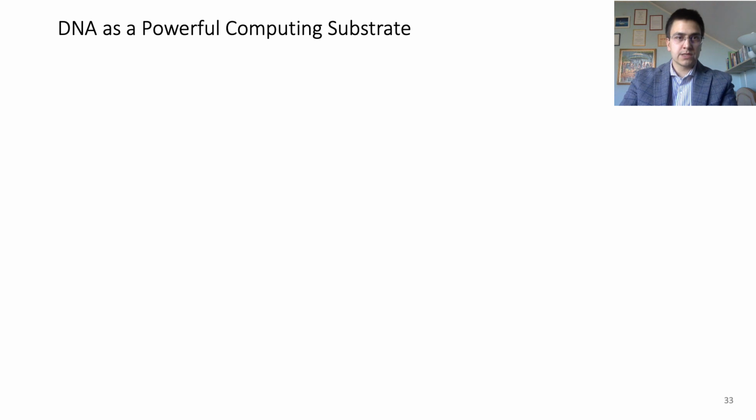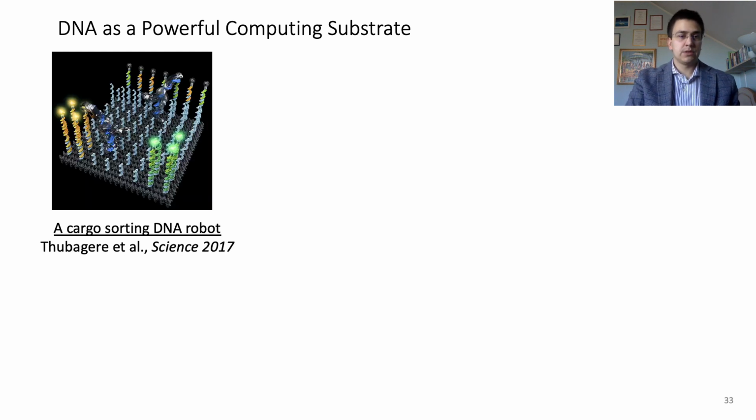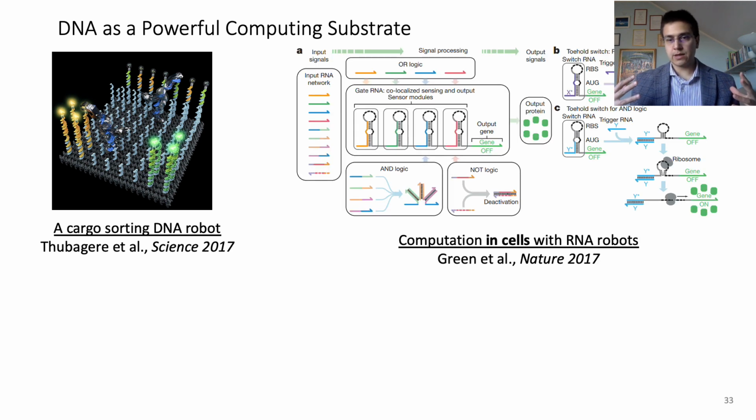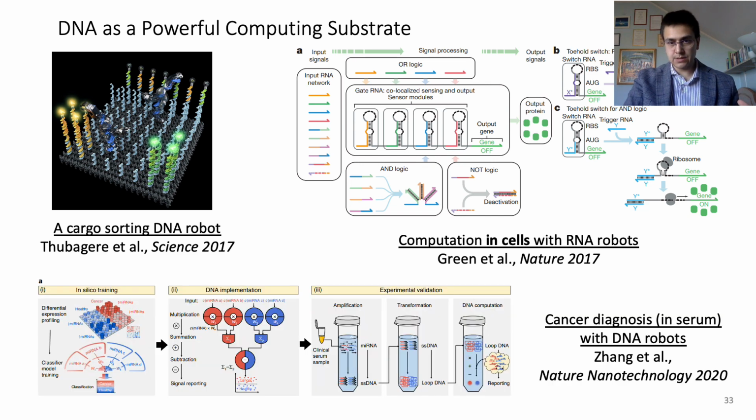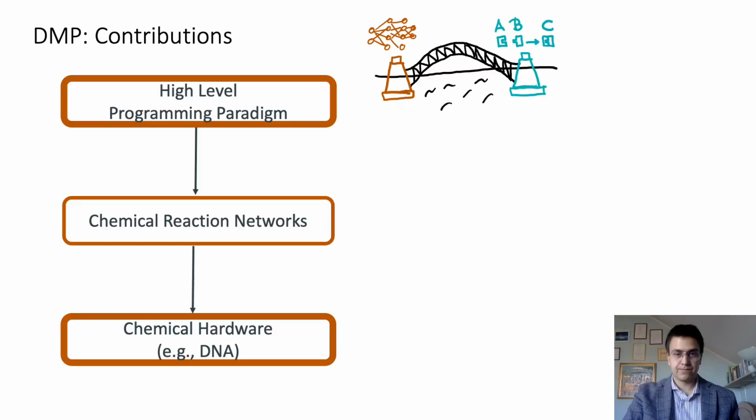Now I want to stress that DNA has been utilized as a powerful computing substrate by many scientists. So scientists built a DNA robot that performs cargo sorting. Also, an RNA robot that can compute directly inside of cells has been built, as well as a DNA robot that can perform cancer diagnosis in a serum.